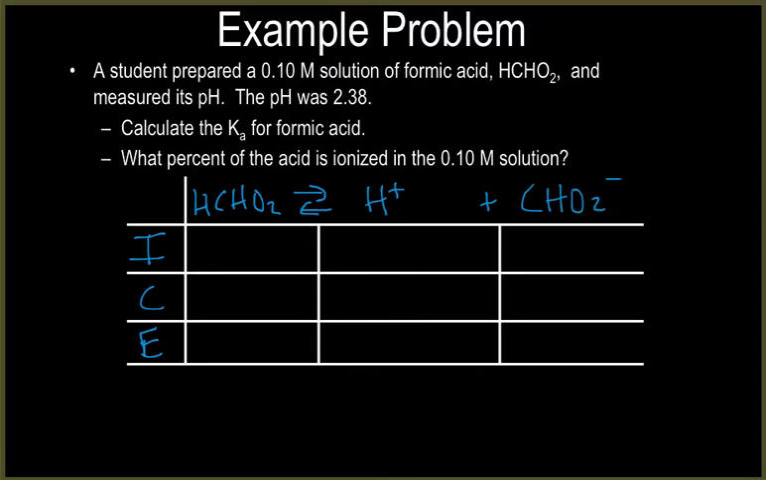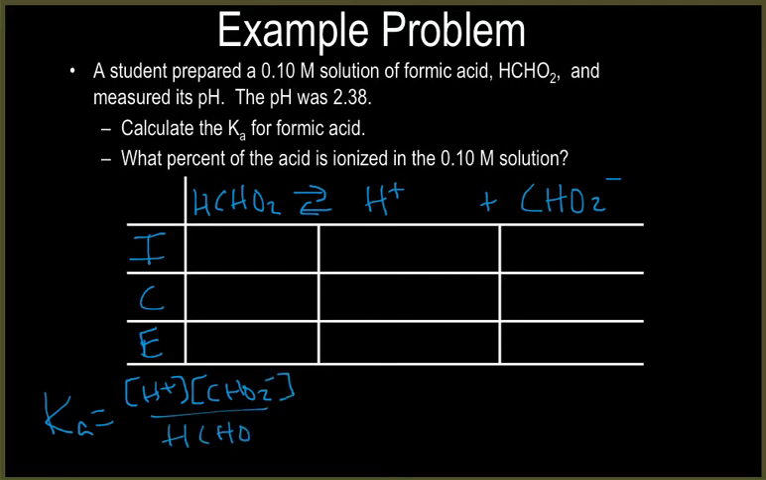CHO2 minus, and what we're trying to calculate here is the Ka. So we know that Ka is going to be the concentration of H+ times CHO2 minus over HCHO2. What we need is those equilibrium values so that we can plug those in and then calculate the Ka. What I know so far is that the initial concentration is 0.10 molar.